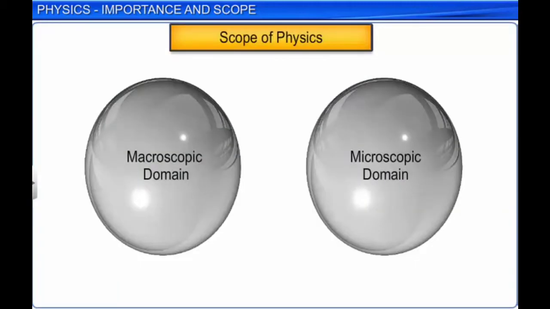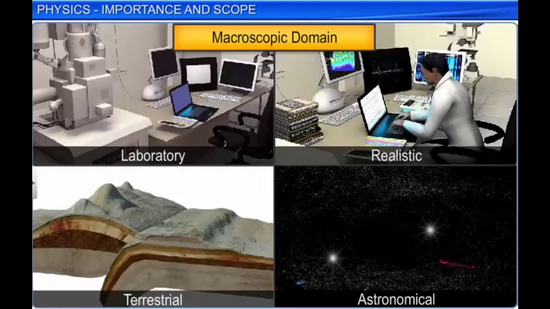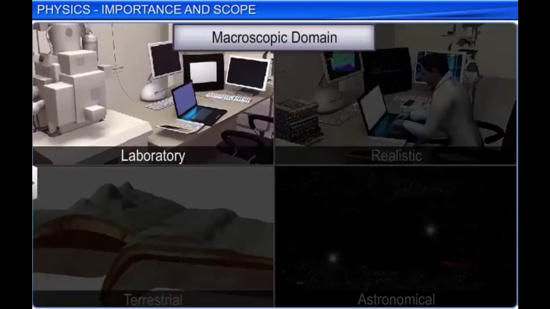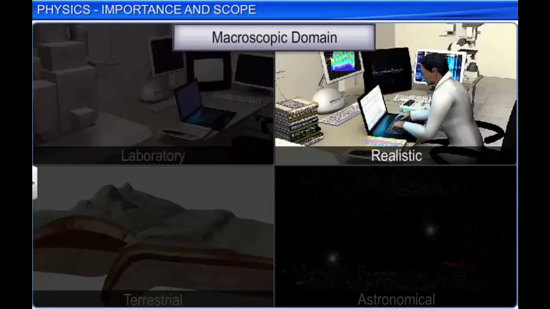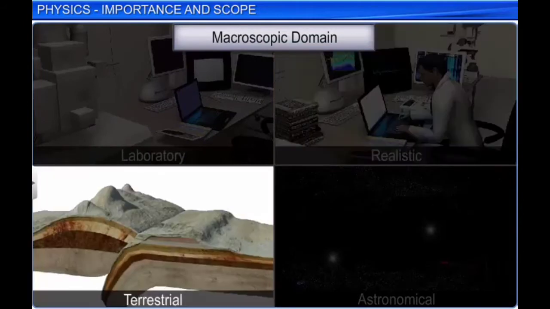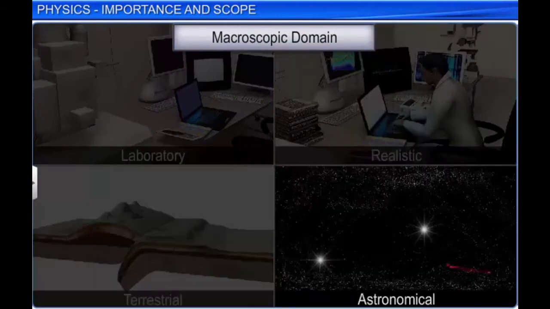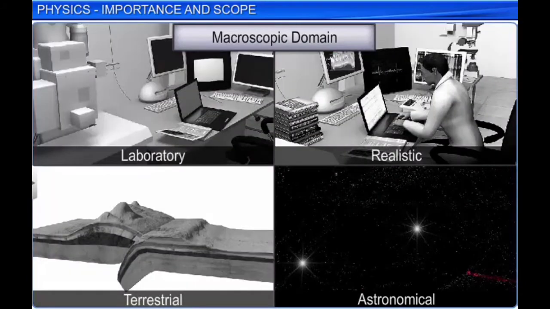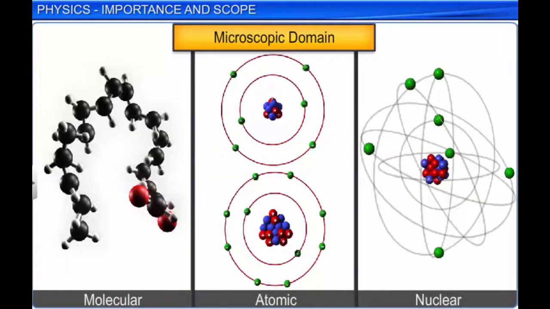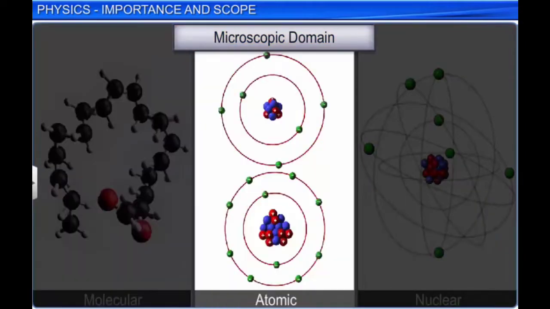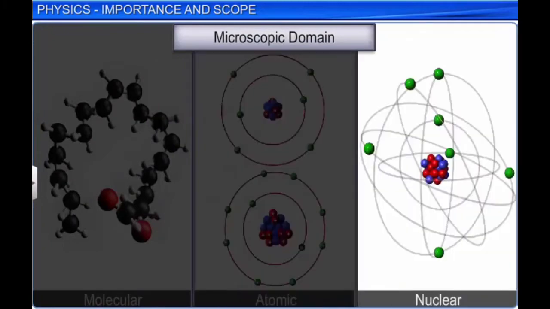The scope of physics can be divided into two major domains, that are macroscopic and microscopic. The macroscopic domain deals with phenomena at laboratory, terrestrial and astronomical scale, whereas the microscopic domain deals with molecular, atomic and nuclear phenomena.